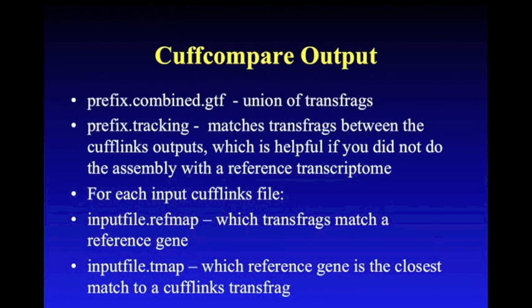CuffCompare outputs many files. There is one combined.gtf file with the union of the transfrags across the samples. There is also a tracking file, which matches the transfrags between the Cufflinks outputs, which is helpful if you do not do the assembly with a reference transcriptome, as the same transcripts may have different identifiers between the samples. Additionally, for each input file from the individual Cufflinks runs, you get a refmap file showing for each reference gene which transfrags in the sample match that gene. There's also a tmap file showing for each transfrag which reference gene is the best match to it.